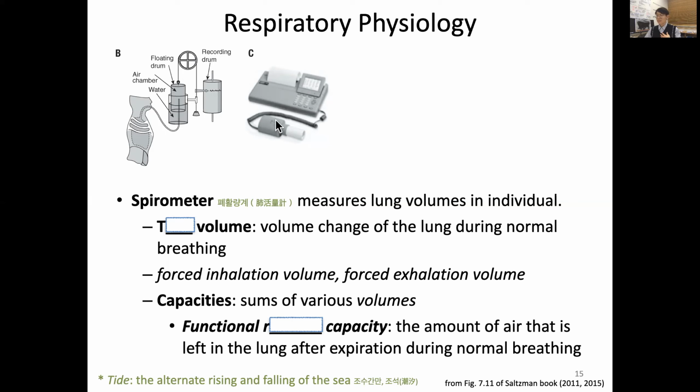When we are breathing, breathing is partly voluntary and partly involuntary. In the involuntary way, we normally inhale and exhale while not paying attention. And that looks like the tide of the ocean. So this amount of volume, when we are not paying attention, we call the tidal volume. That is the volume change of the lung during our normal breathing.